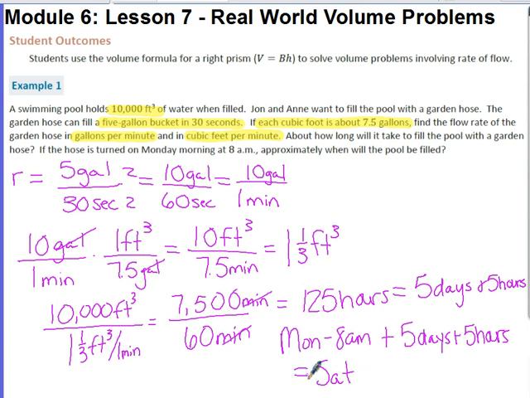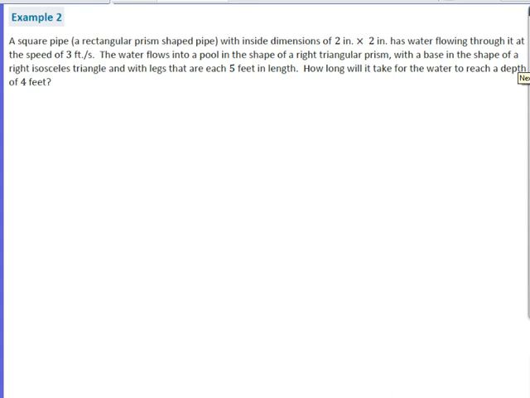And 8 a.m. needs to add 5 hours to it, so 8 to 9, 10, 11, 12, 1. So it will be Saturday at 1 p.m. is when the pool will be done filling. So you can see these problems are quite complex, and a lot of this actually has to do more with unit rate than with volume. Let's take a look at example 2.